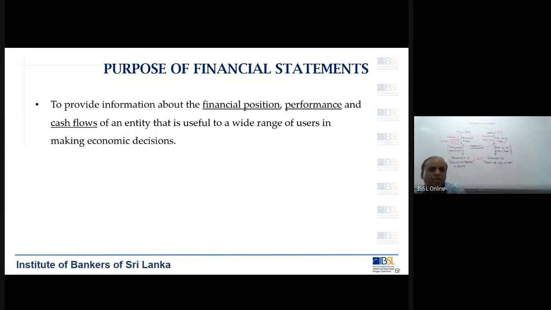And also, under question number 1, you also have another statement which is called statement of changes in equity, which we will learn shortly.